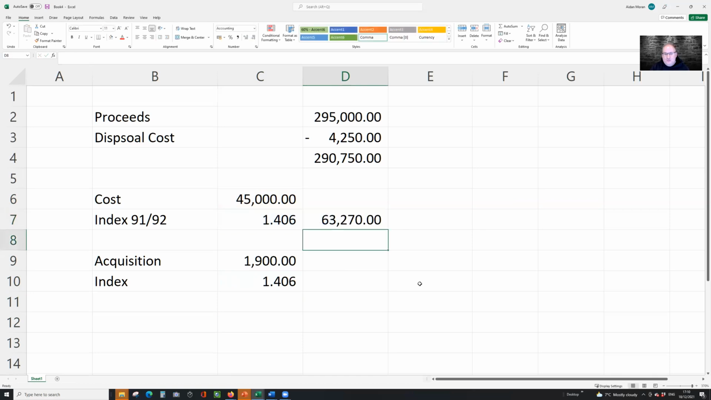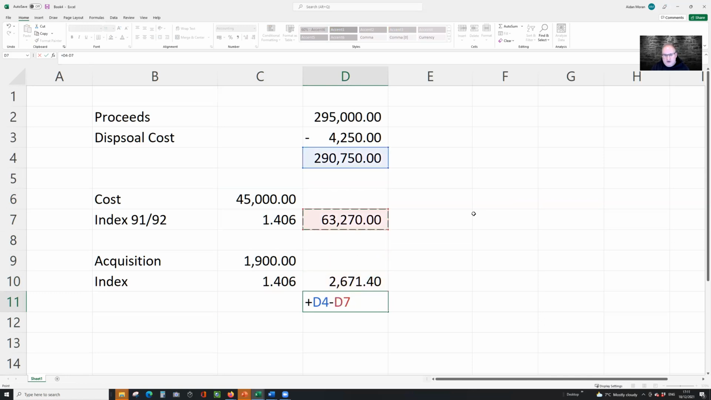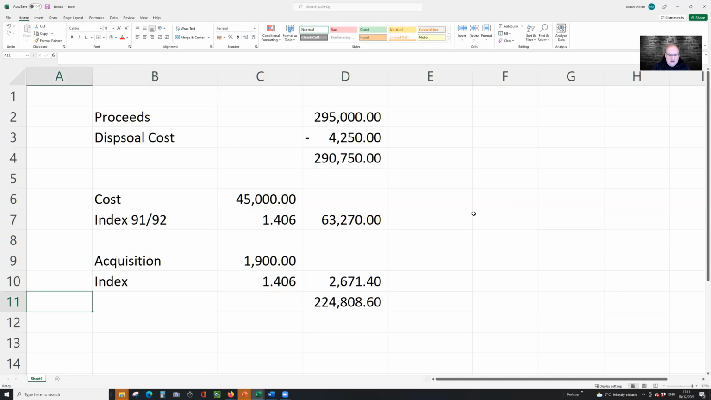So I'm just multiplying one by the other. So the cost is 45K. The index-based cost is 63. The acquisition costs are indexed at 2,671. And so my proceeds are 290. My costs are whatever. I made a gain of 224.